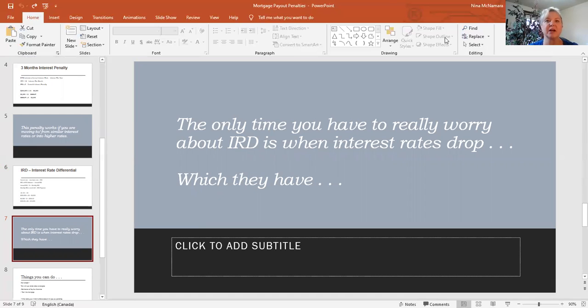This happened to me one time. We were sold a rent-to-own property, and same scenario. We had done 2 years of a 5-year term. We had 36 months left. We ended up having to pay about $15,000 in IRD, interest rate differential, because from the time we got to the mortgage to the time we sold, interest rates had dropped and the lender was going to lose some money, so we ended up paying it.